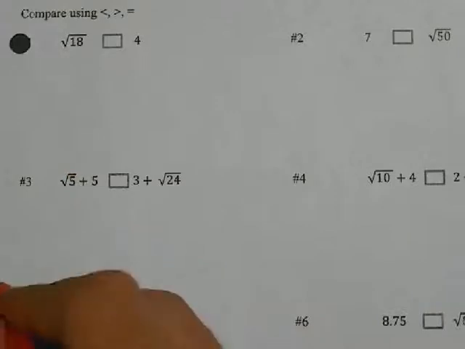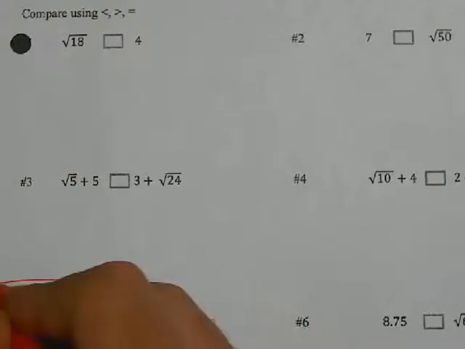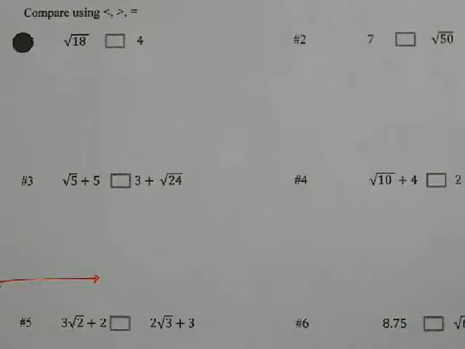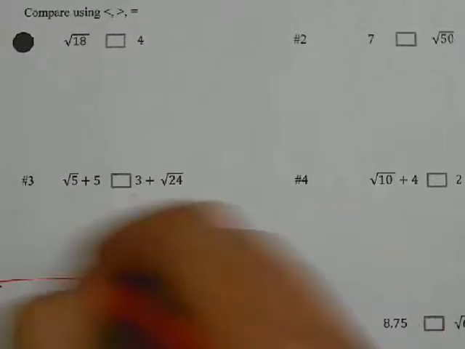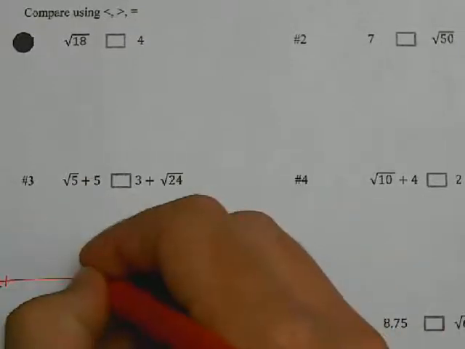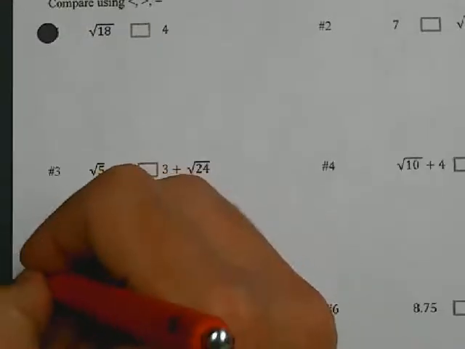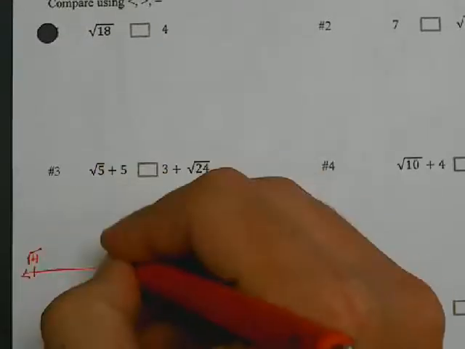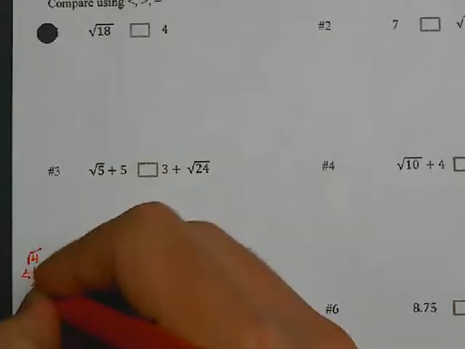So I'm going to draw a number line, and I'm going to ask myself, what is the square root of 5? What perfect square roots is that between? Well, the square root of 5 would be between the square root of 4 and the square root of 9, which is between 2 and 3.